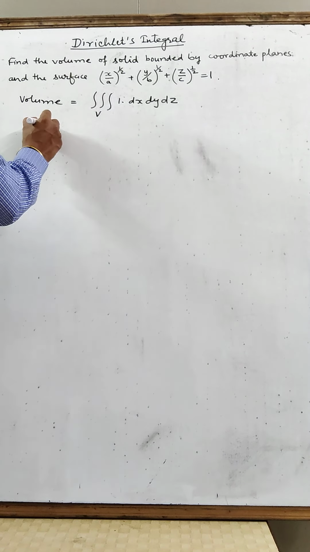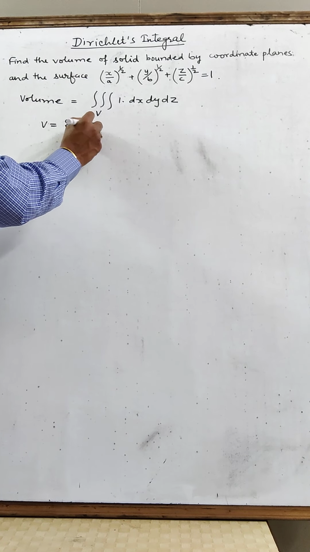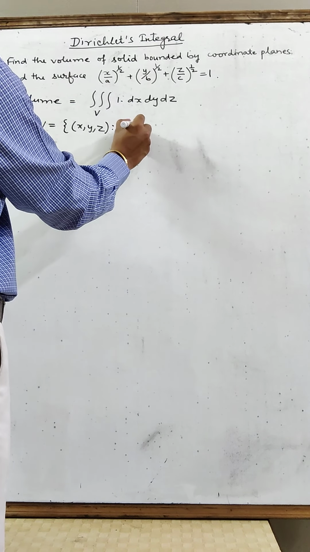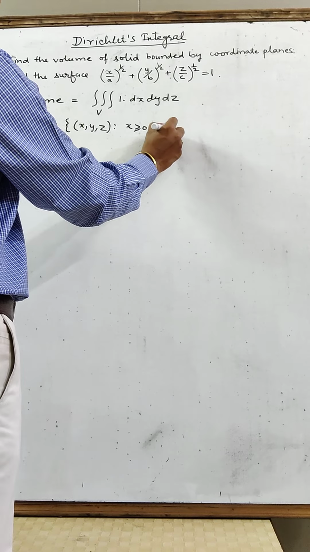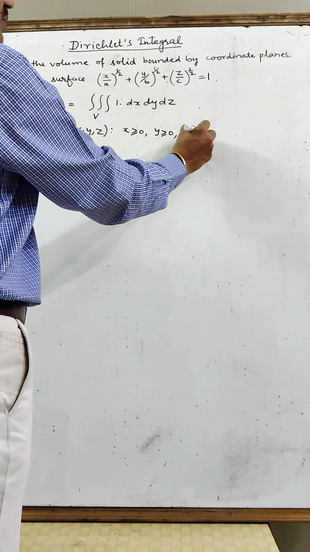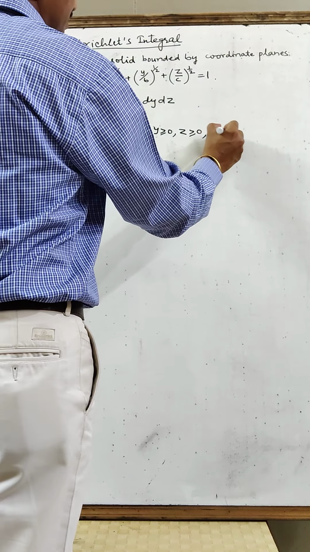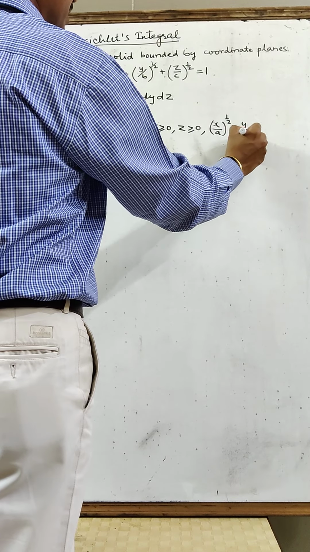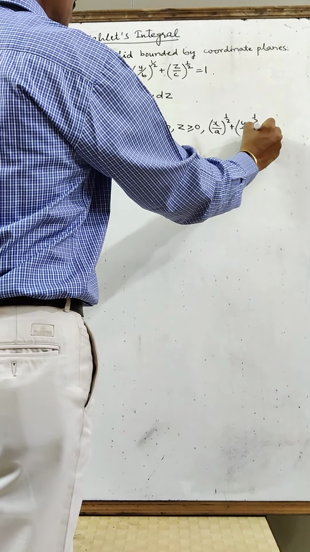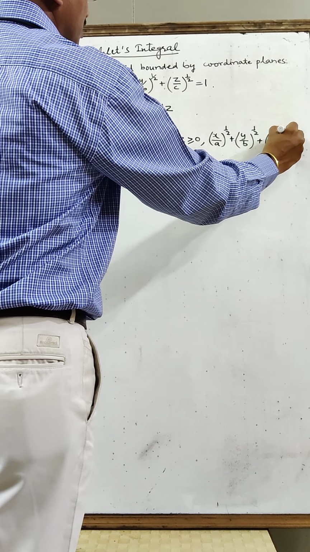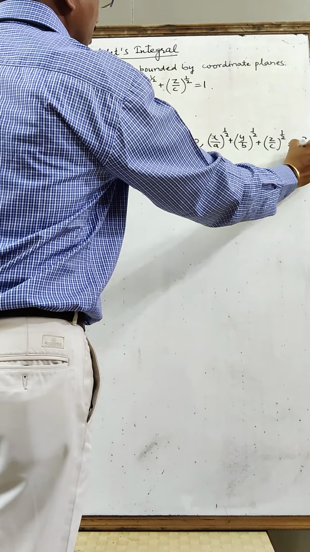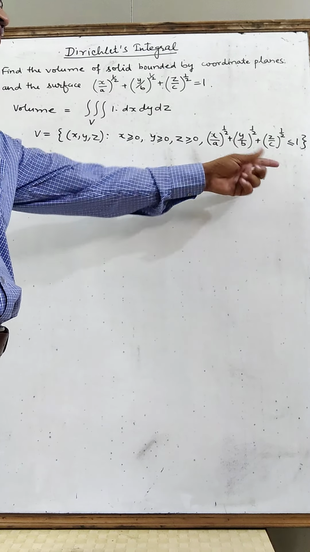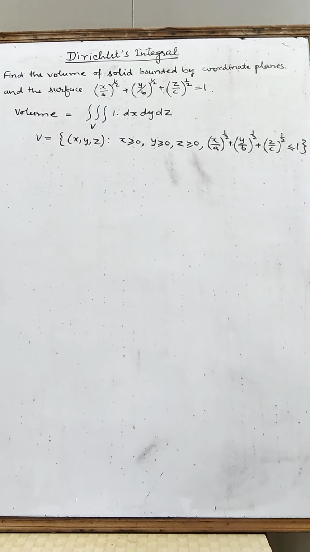It is bounded by the coordinate planes. It means x is greater than or equal to 0, y is greater than or equal to 0, z is greater than or equal to 0, and the surface (x/a)^(1/2) + (y/b)^(1/2) + (z/c)^(1/2) is less than or equal to 1. It means our solid is bounded by the coordinate planes and this surface, so that's why I have written it with less than or equal to.